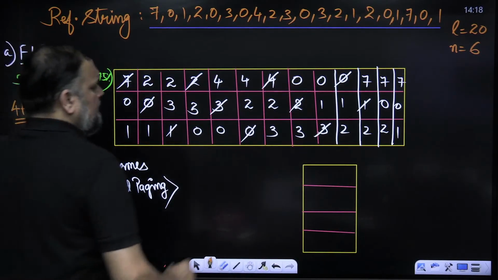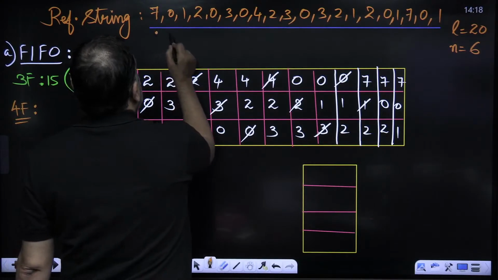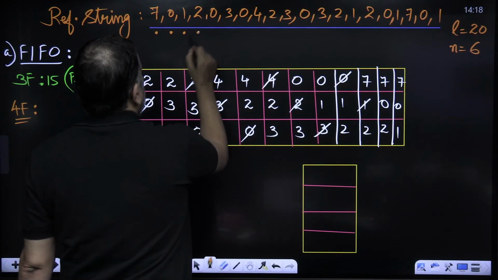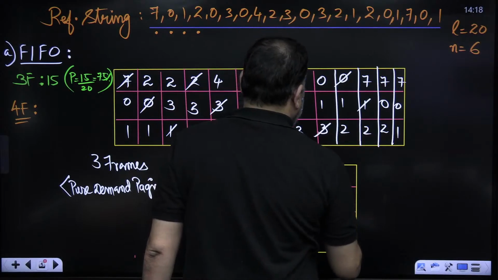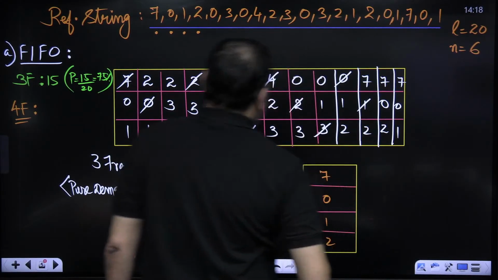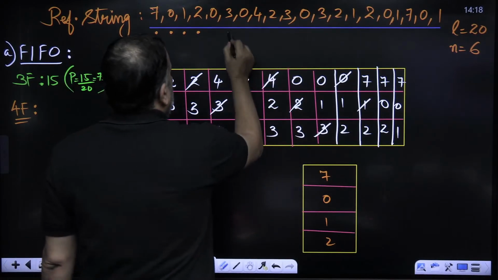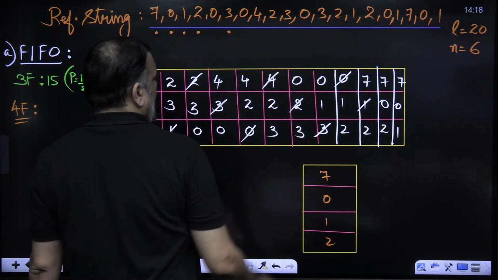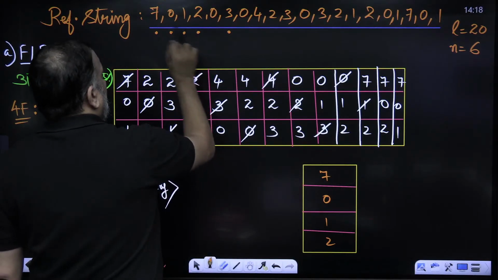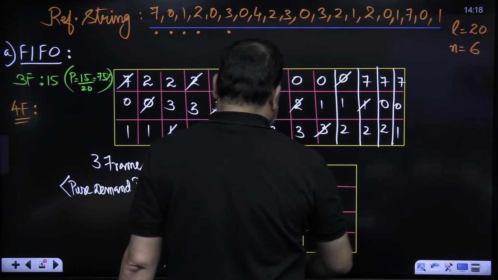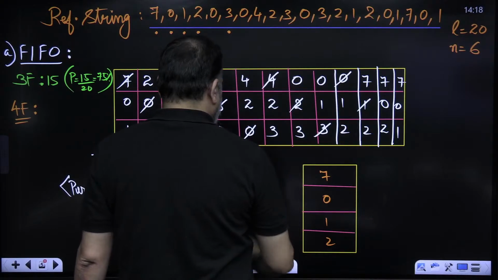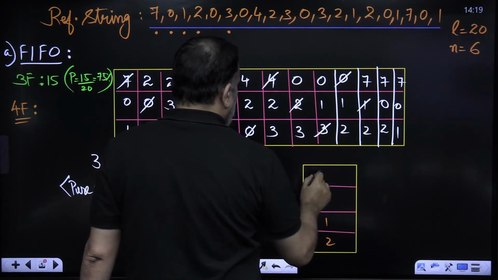So initially 7, 0, 1, 2, 4 page faults. Pure demand paging. अब इसके बाद we are referring to 0, there is no page fault. We are referring to 3 will cause a fault. तो हमें decide करना होगा who is going to be the victim. देखिएगा सबसे पहले हमने 7 bring की थी. So in place of 7, we are going to bring 3.